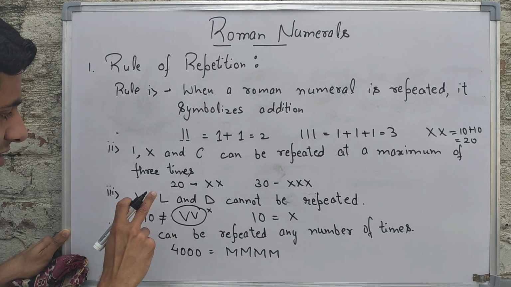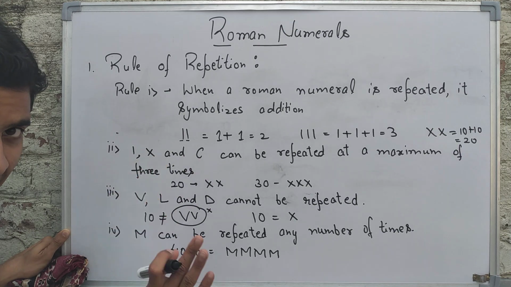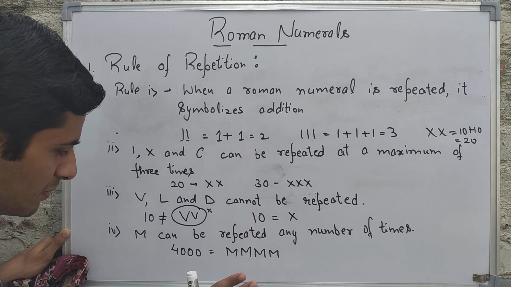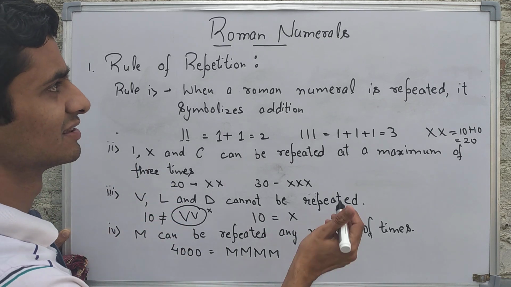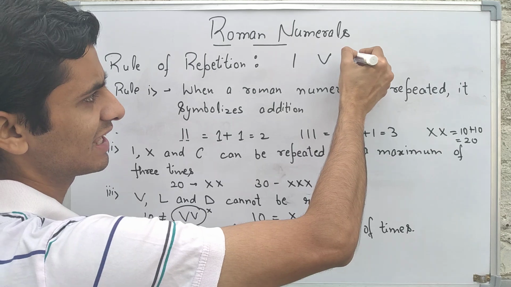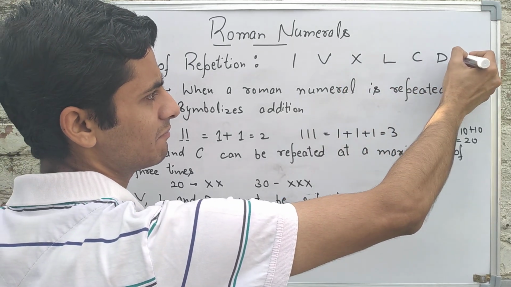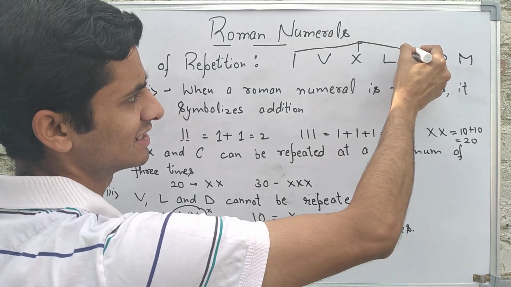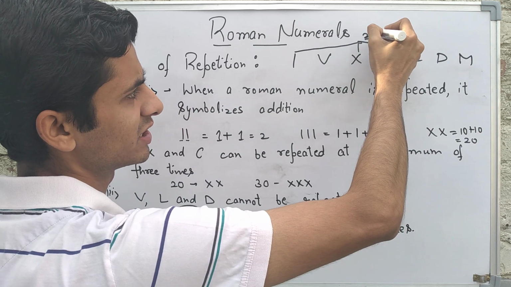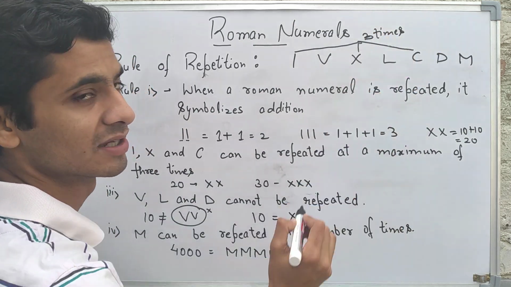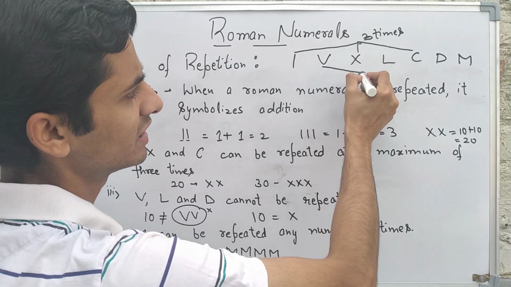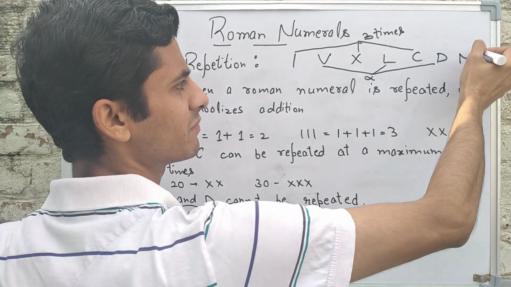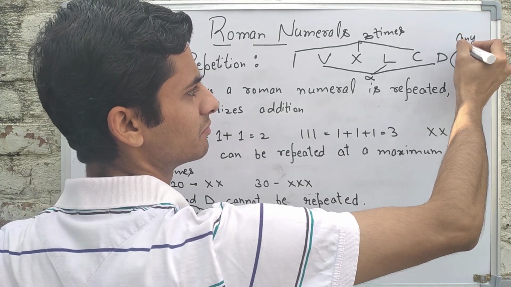The rule says that I, X and C can be repeated at a maximum of 3 times only. V, L and D cannot be repeated. M can be repeated any number of times. This is the set of symbols we have: I, V, X, L, C, D and M. I, X and C can be repeated up to 3 times. V, L and D cannot be repeated. M can be repeated any number of times.